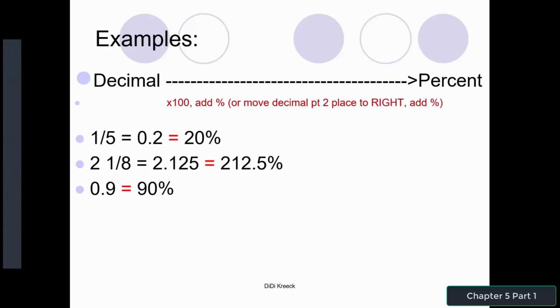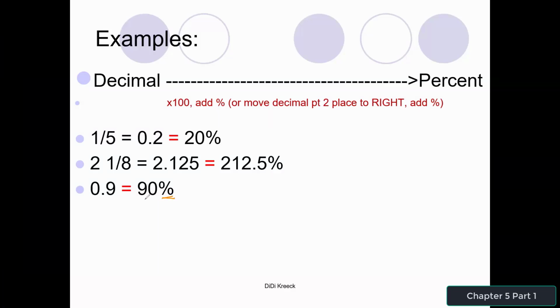Okay, what about 0.9? So this is a decimal number, right? No fraction, no mixed number. So we simply multiply these by 100 and add percent, or we move the decimal point 2 places to the right and add percent. Okay, so by now, if you think moving the decimal point is easier, we just need to make sure that we move it in the right direction. If this is a decimal number and at the end of our answer I'm adding a percent, I'm moving the decimal to the right. Okay, 1 place, 2 places, and then insert 0. So 0.9 will become 90%.